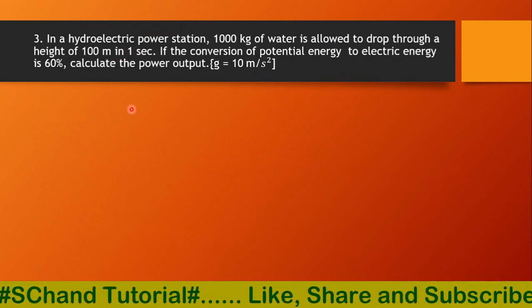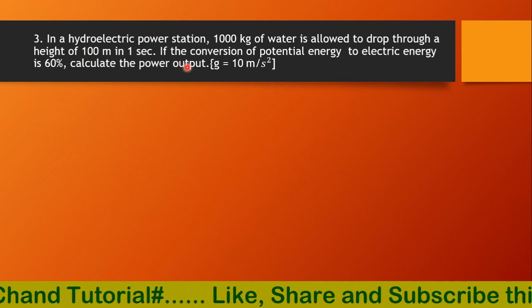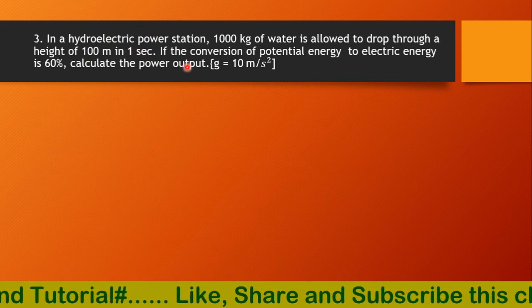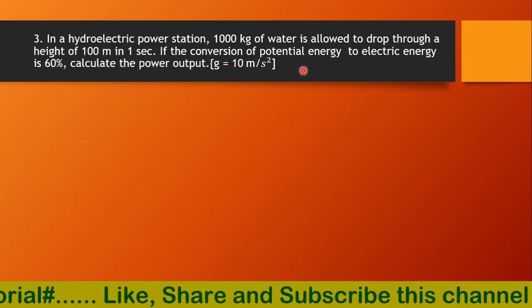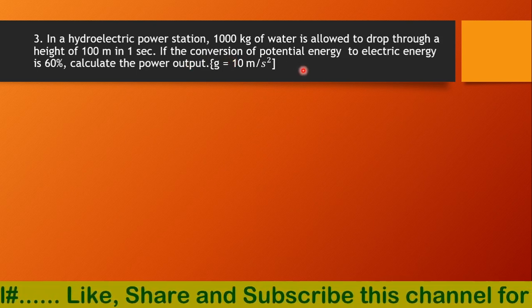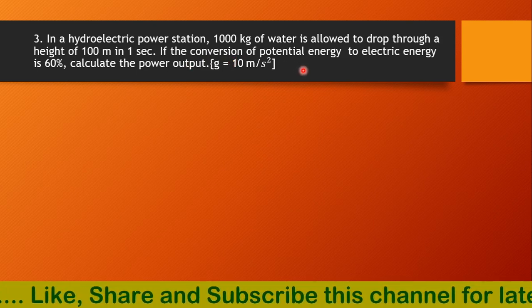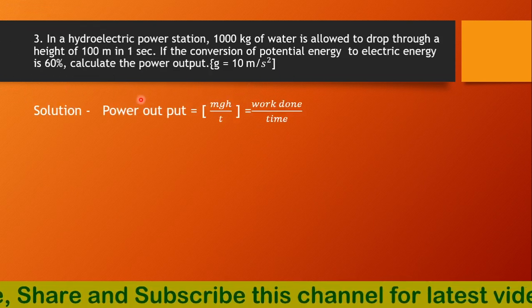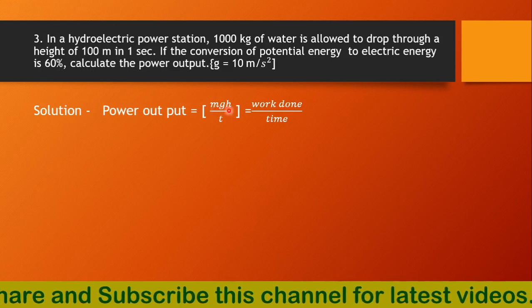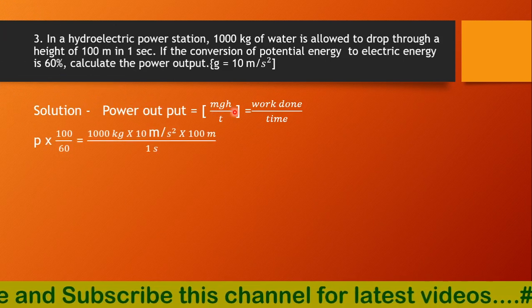In a hydroelectric power station, 1000 kilogram of water is allowed to drop through a height of 100 meter in 1 second. If the conversion of potential energy to electric energy is 60%, calculate the output power. So power output is equal to work done over time. Work done in this case is mgh. So simply put the values.